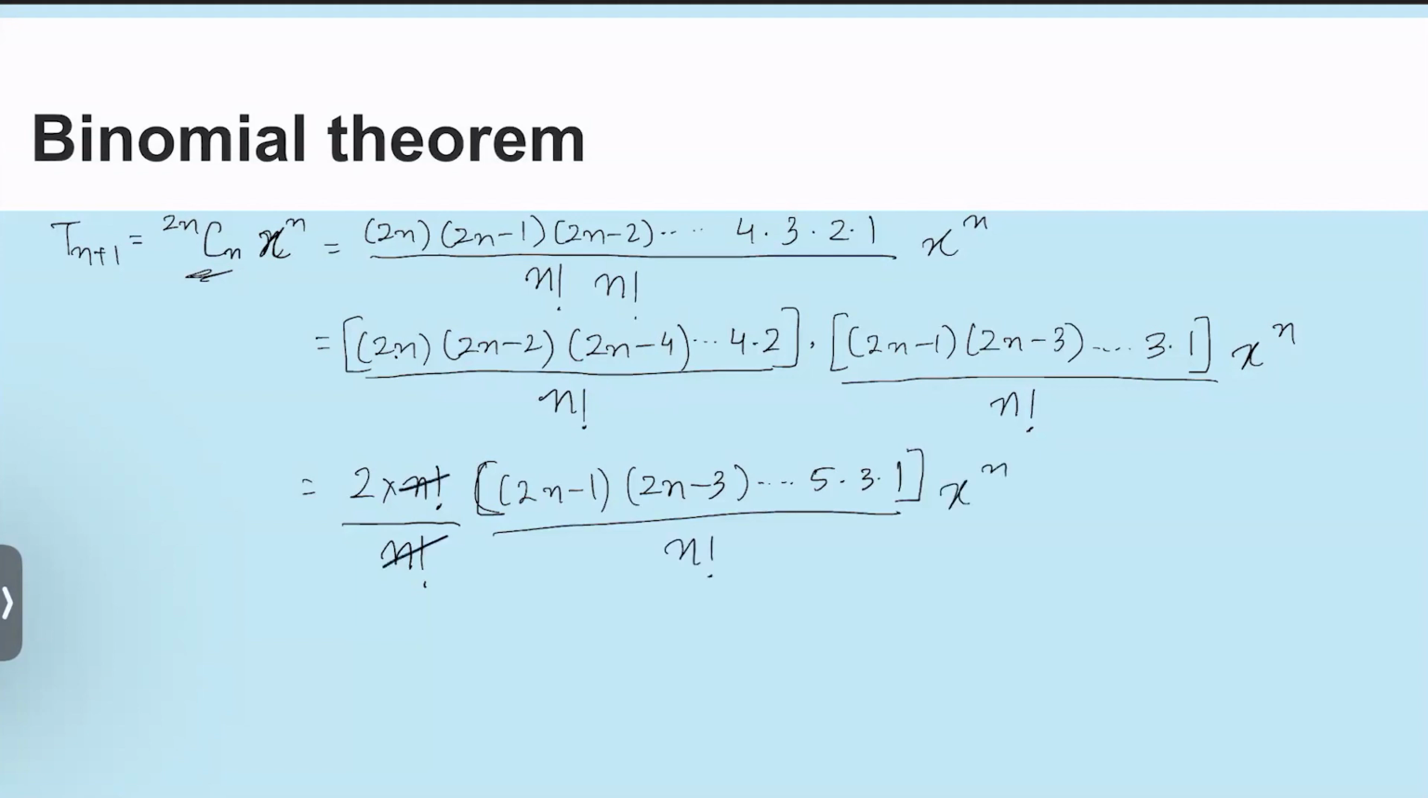Over here, your n factorial and n factorial get cancelled. So over here, what you get is 2 to the n. Now you can just write it in the ascending order: 1, 3, 5, look at it, with 2n minus 1 at the last, over n factorial, x raised to n. Okay, so this is what we get.